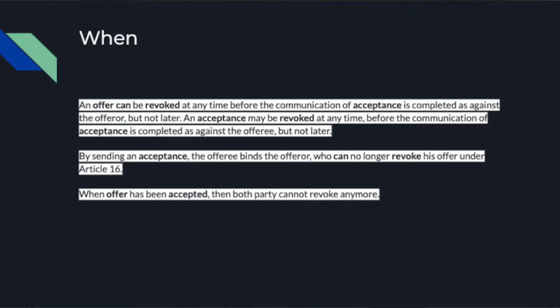So an offer can be revoked at any time before the communication of acceptance is completed, as against the offeror, but no later. And acceptance may be revoked at any time before the communication of acceptance is completed, as against the offeree, but no later. By sending an acceptance, the offeree binds the offeror, who can no longer revoke his offer under Article 16. When an offer has been accepted, then both parties cannot revoke anymore.